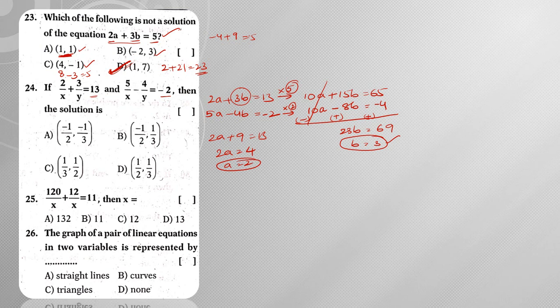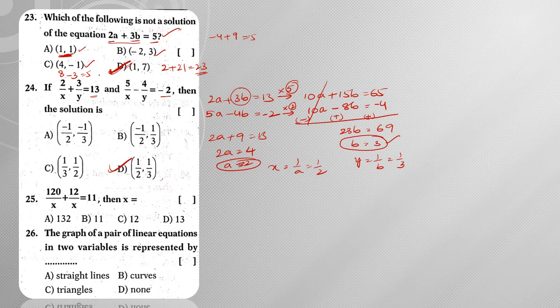So since a is equal to 2 and b is equal to 3, from this what I am going to get? x means 1 by a is equal to 1 by 2 and y means 1 by b which is equal to 1 by 3. So answer is 1 by 2 comma 1 by 3.